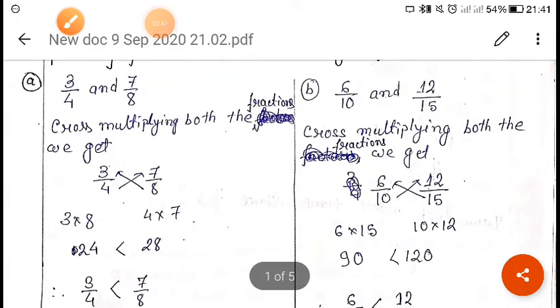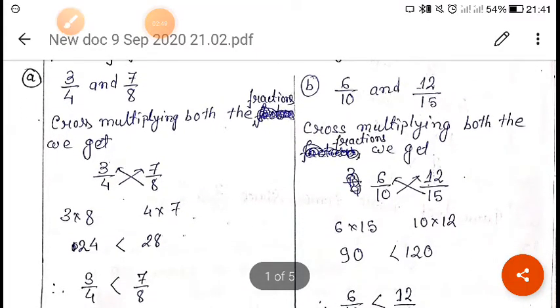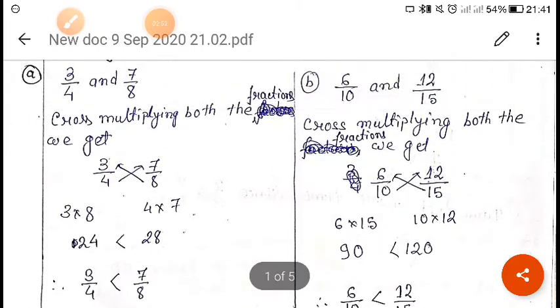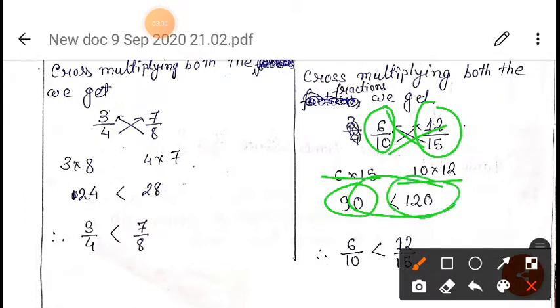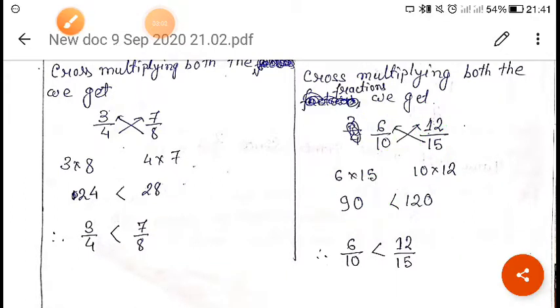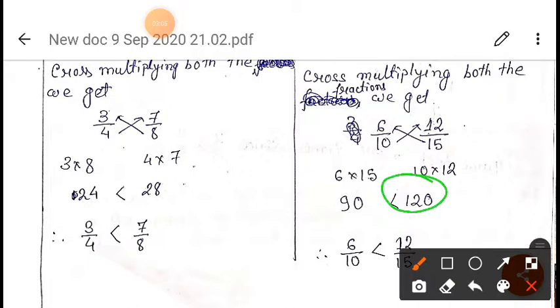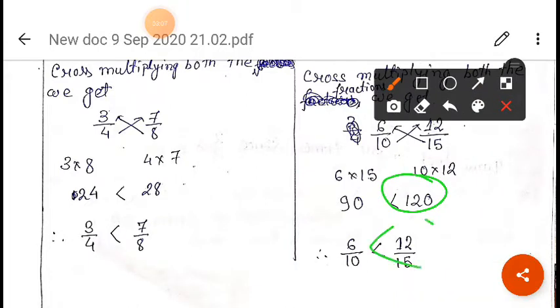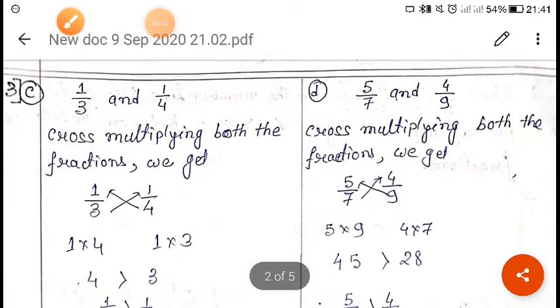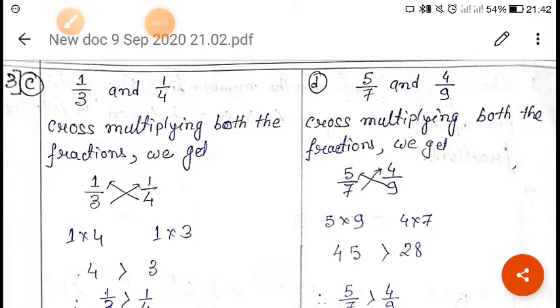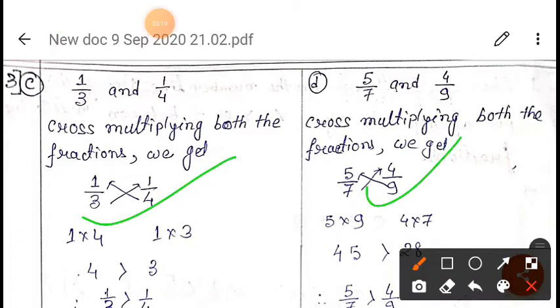Next one is also the same. Here we have 6 by 10 and 12 by 15. Again we have to do cross multiplication: 6 into 15 and 10 into 12. We get 90 and 120. Which is bigger? 120 is bigger, so 12 by 15 is bigger. I hope you have understood this. The next one you can do on your own, you do it at home.